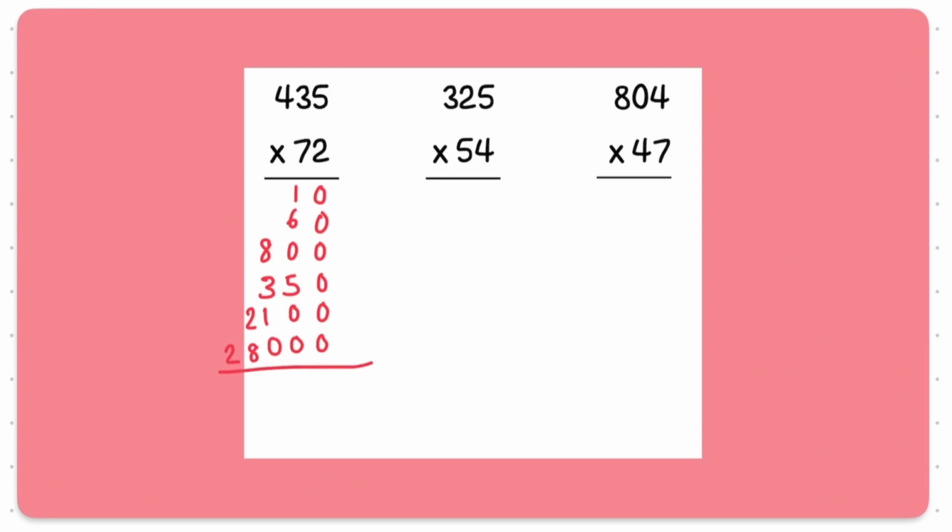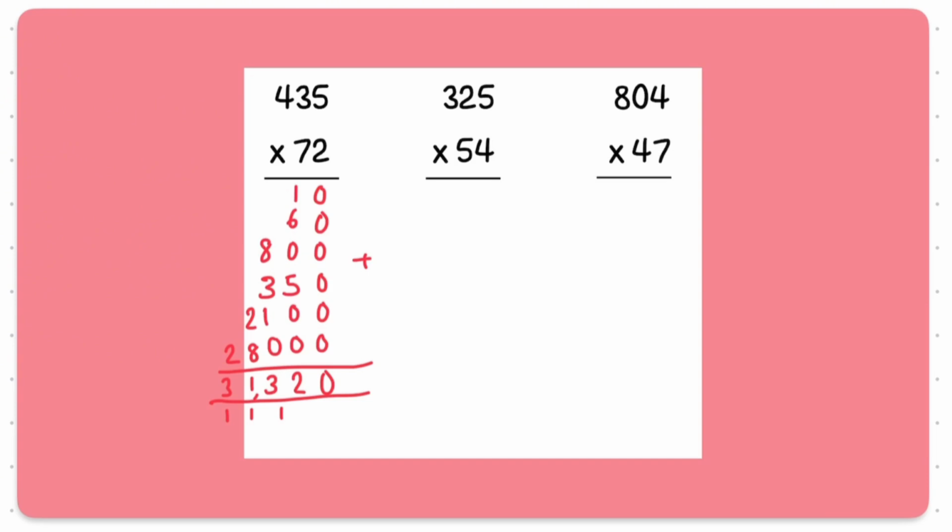And we now need to add all of these up. So 0, 1 plus 6 is 7, plus 5 is 12. Make sure we're bringing that 1 with us as we go. 8 plus 3 is 11, plus 1 is 12, plus 1 is 13. 2 plus 8 is 10, plus 1 is 11. 2 plus 1 is 3. So our answer is 31,320.